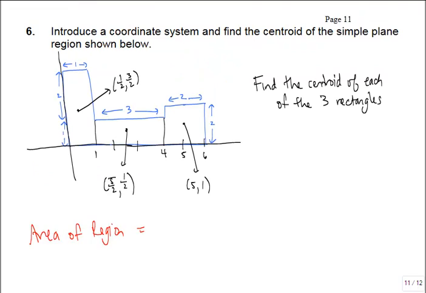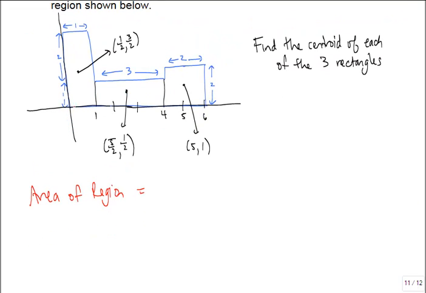And this first rectangle is 1 by 3. So its area would just be 3. The second rectangle is 3 by 1. So its area will also be 3. And the last one is just a square, 2 by 2. So its area would be 4. So that makes the area of the entire region 6 plus 4, which is 10.